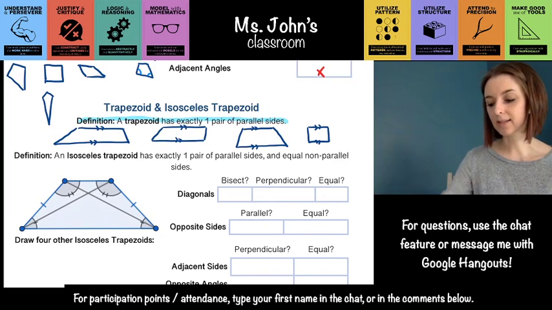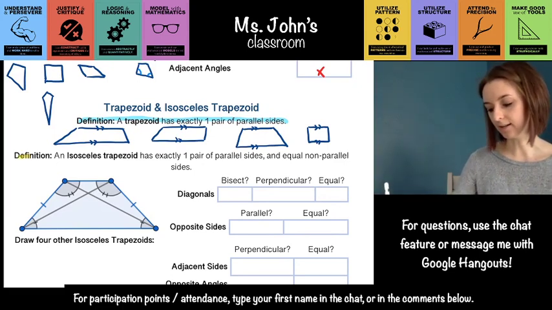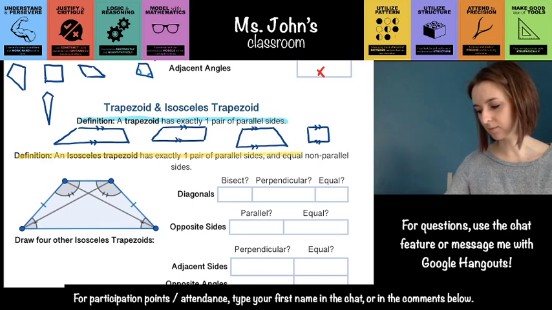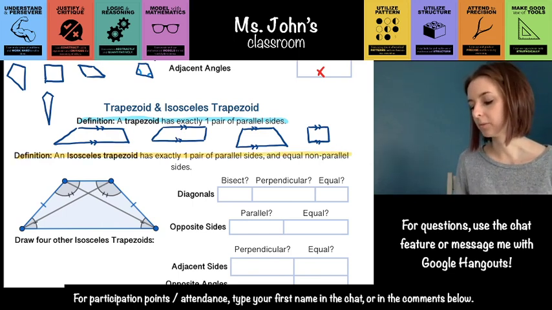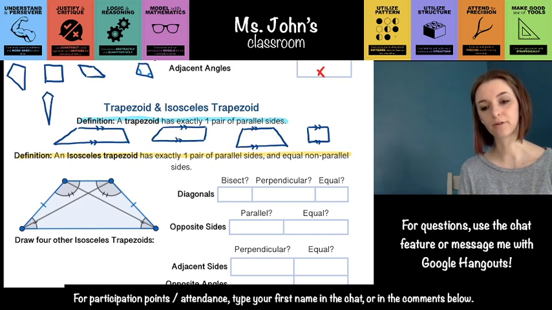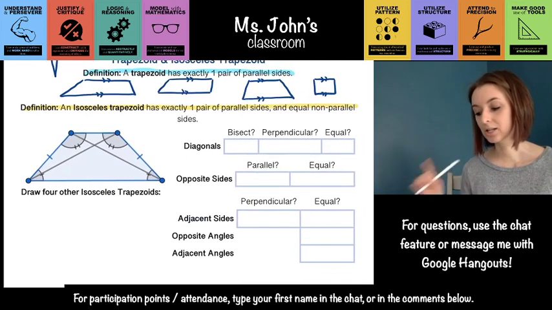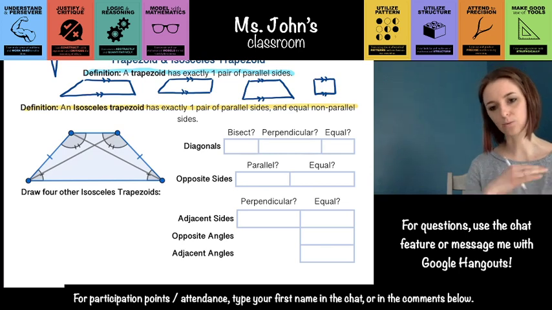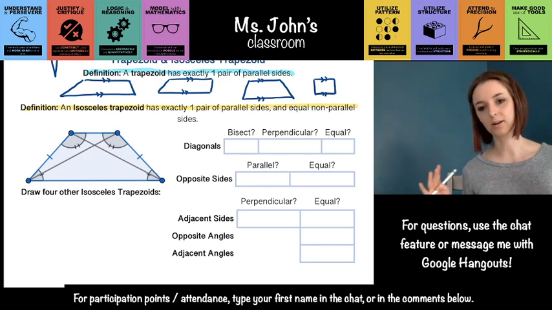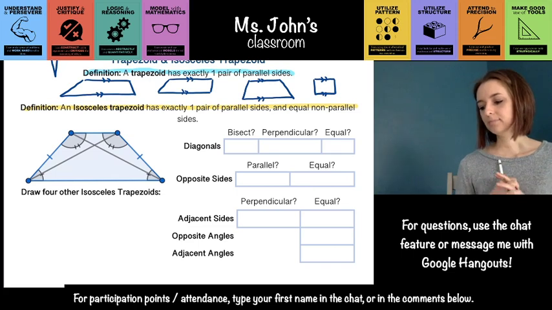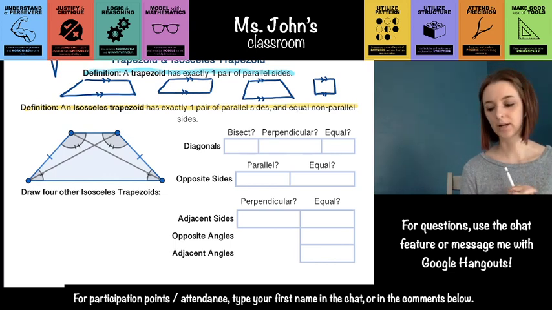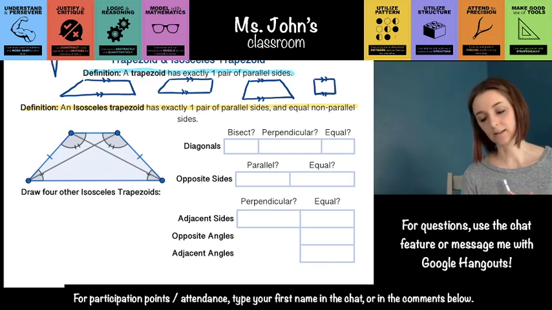Which is why we have this added qualification of an isosceles trapezoid, because it has a little bit more specific definition, and therefore has more helpful qualities, if that makes sense. So in addition to having one pair of parallel sides, the other pair of sides are equal in length. They are not parallel, but they're equal, which makes it a little bit easier to work with.